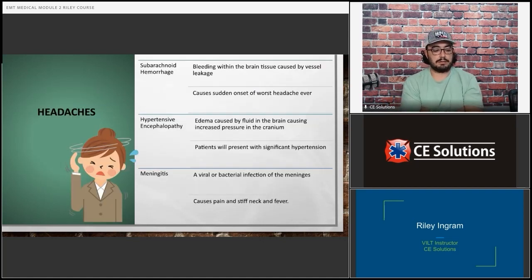All right, headaches. Man, how often do we have to run this one, right? So subarachnoid hemorrhage, bleeding within the brain tissue caused by vessel leakage, causes sudden onset of the worst headache ever. Then you've got hypertensive encephalopathy. This is edema caused by fluid in the brain causing increased pressure in the cranium. Patients will present with significant hypertension.